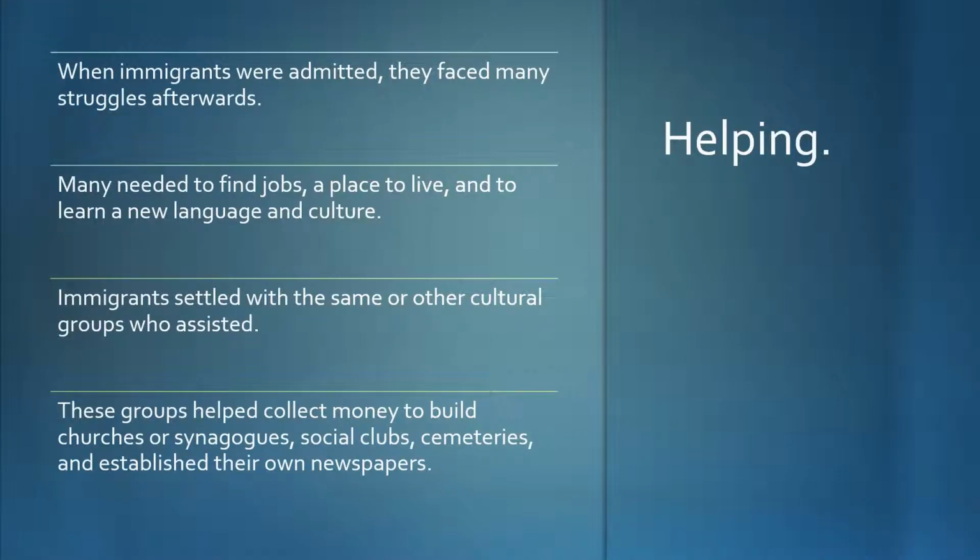Now, if immigrants were lucky enough to be admitted, they still faced a lot of struggles afterwards. Many needed to find jobs, they needed to find a place to live, and in some cases they needed to learn a new language and a new culture. Typically, immigrants would settle with the same or other cultural groups who would assist them. Places like Chinatown, you may have heard of that. We begin to see these little cultural regions pop up in cities, such as Little Italy and Chinatown, and this is where many immigrants would go and live together to help each other.